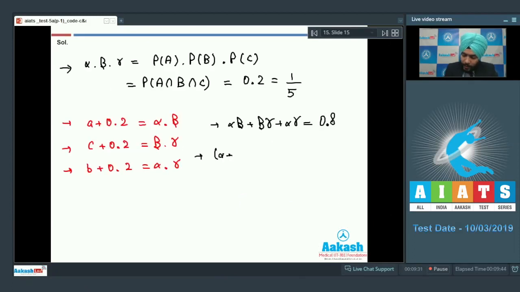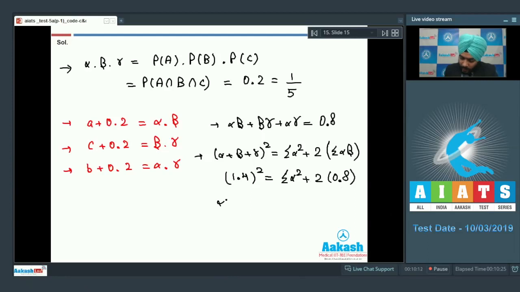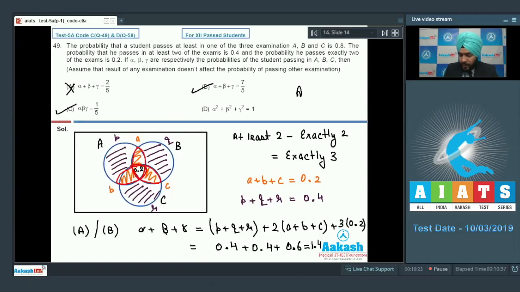And we know that alpha plus beta plus gamma whole square is equal to sigma alpha square plus 2 times sigma alpha beta. So we have 1.4 whole square is equal to sigma alpha square, which is required in the question, plus 2 into 0.8. So we have sigma alpha square, that is alpha square plus beta square plus gamma square, equal to 0.36. And that is 9 upon 25. Okay. Option number D is wrong. Final answer is BC. Very good question based on probability, given that the events are independent, and further it involves a very exhaustive use of Venn diagrams. Okay. Let us move on to question number 50.